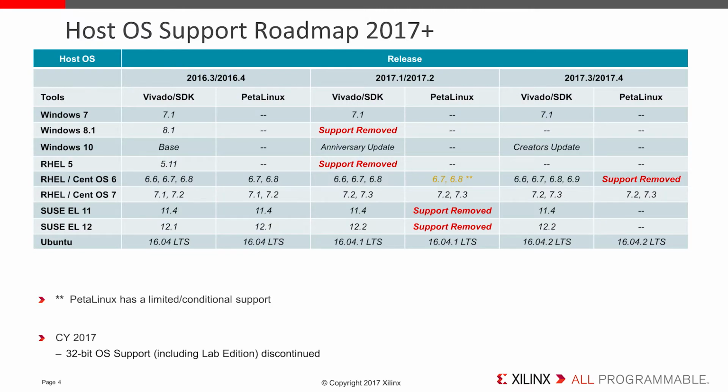Vivado 2017.3 is now supported on new versions of Red Hat, CentOS 6, as well as the Creators Update for Windows 10 operating systems. Additionally, it is important to note again that 32-bit OS support has been discontinued for all editions, including Lab Edition. As always, please refer to the 2017.3 release notes for supported versions.